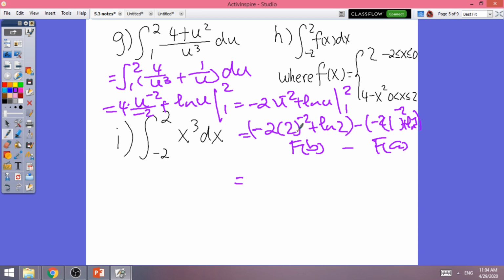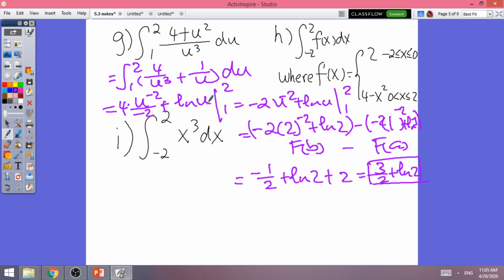So 2 to the power of negative 2, that would be 1/4. 1/4 times negative 2 is negative 1/2. Natural log of 2, we don't know exactly what that is, just bring it down. Minus 1 to the power of negative 2, that's 1 times negative 2, which would be negative 2. Natural log of 1 is 0, so negative, negative, positive, so it's positive 2. So 2 minus 1/2, which is 1 1/2, so it's 3/2 plus natural log of 2. And that would be the area under the curve for this. Now, what about for h? Okay, so for h, I want to set up a new slide for this.